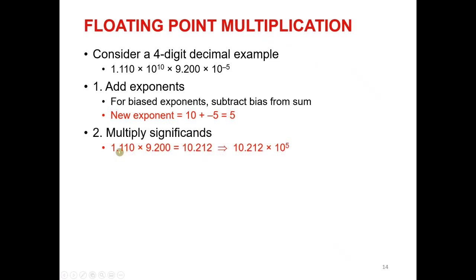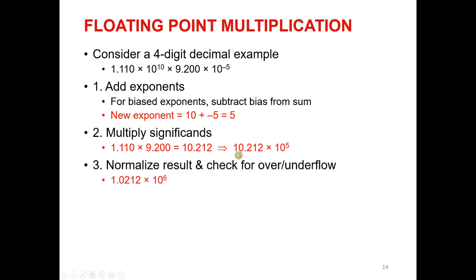Then we multiply the significands. In this case, the significands, remember, are 1.11 and 9.2. So we multiply them, and remember now we are in decimal, so this is a regular multiplication, and we get the value. And to this value, we add the exponent we have calculated previously. So now we have the result of this multiplication.